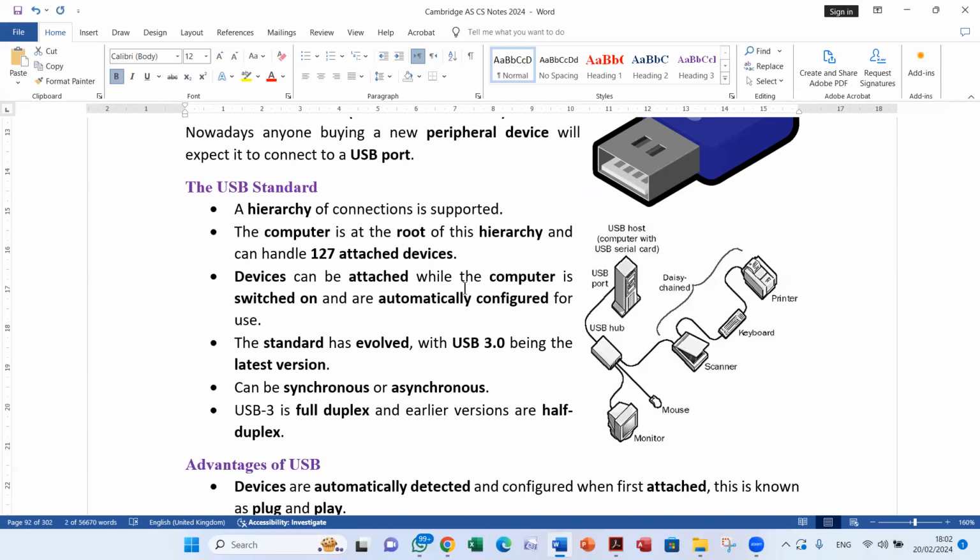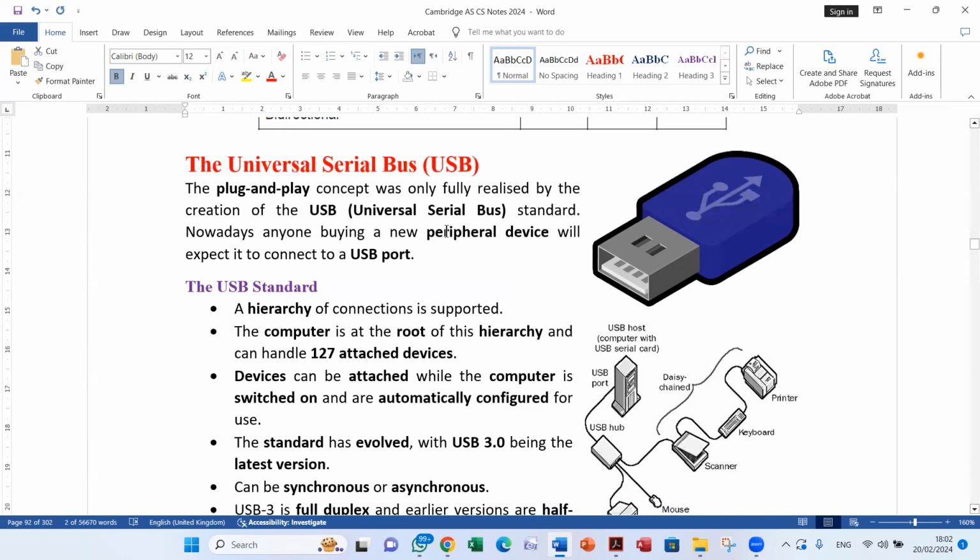The standard has evolved, and USB 3 is the latest version. Transfer can be synchronous or asynchronous. Transfer can be full duplex, which means sending and receiving both at the same time. So this is the USB, the Universal Serial Bus.